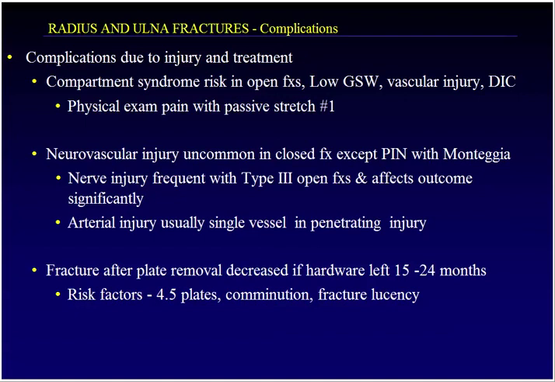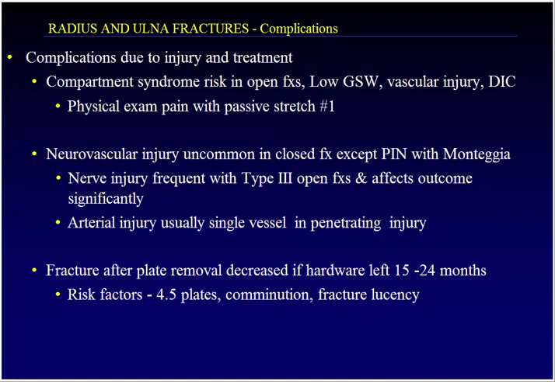Neurovascular injuries are quite uncommon in closed fractures, except for the posterior interosseous nerve injury that you can see with Monteggia fractures, as I mentioned. The one instance where you can see nerve injuries is in type 3 open fractures, and this can dramatically affect the outcome because typically these are not neuropraxias. They are significant nerve injuries due to the associated significant soft tissue injury, and those have a relatively poor prognosis.